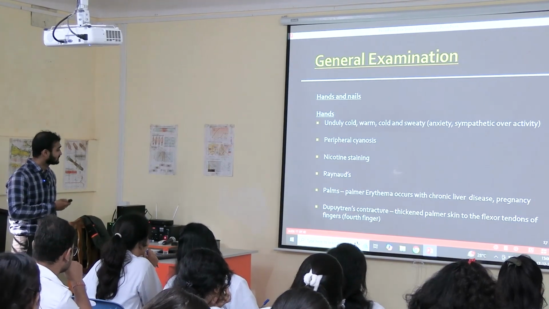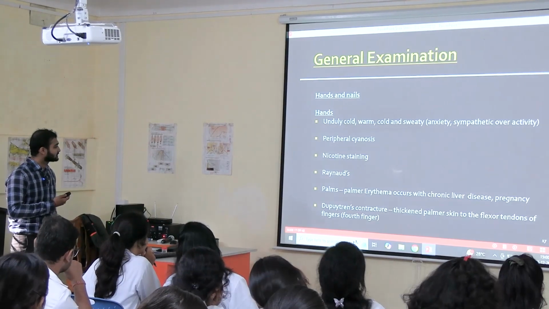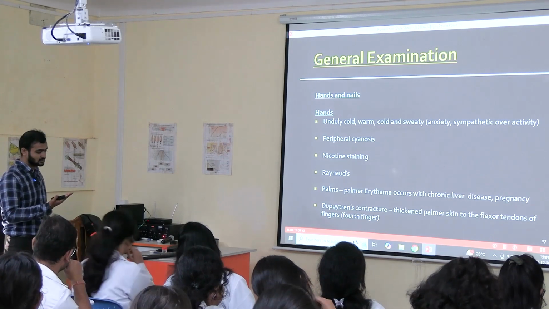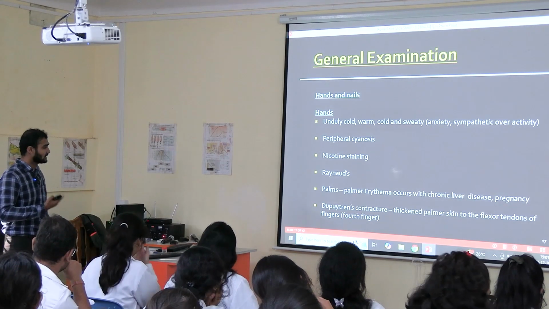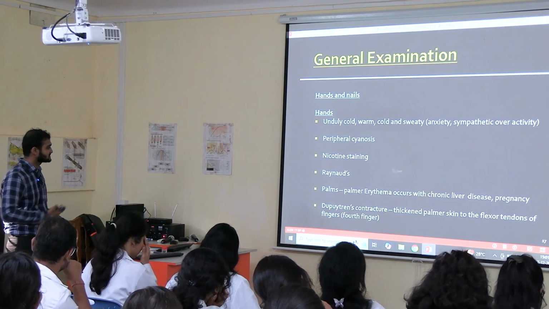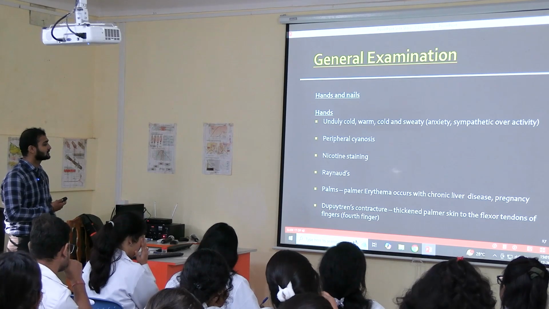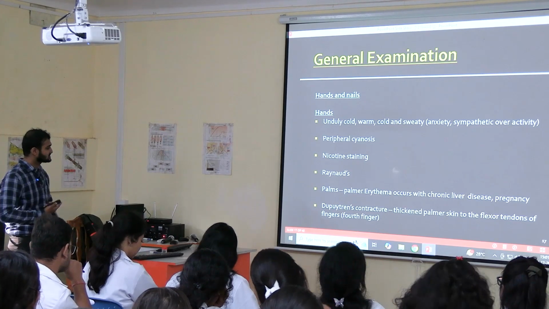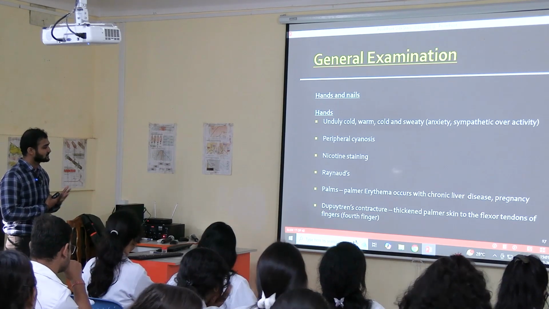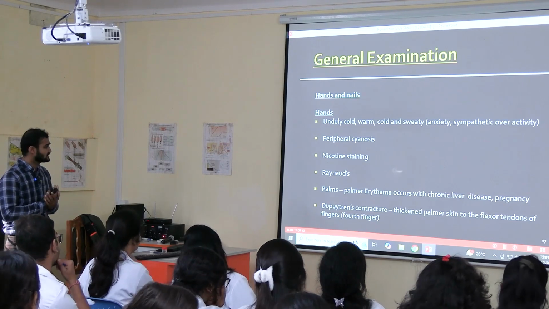So the nicotine staining, we'll see there are pictures. In Raynaud's phenomenon, again due to peripheral vascular disease, there is loss of blood supply in the fingertips and discoloration of the fingers, and there are certain stages in that we'll learn later. Then the palms: in chronic liver diseases, we'll see red coloration of the palms, and in pregnancy also sometimes we see it.